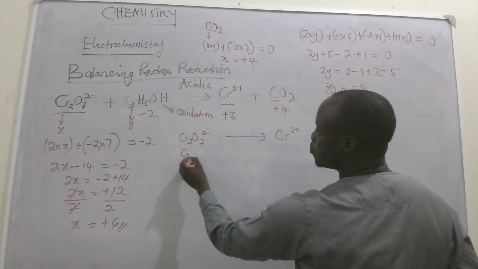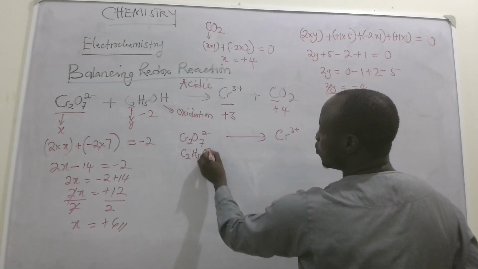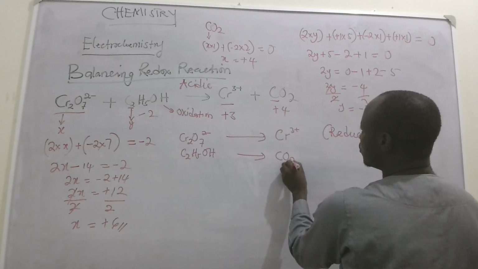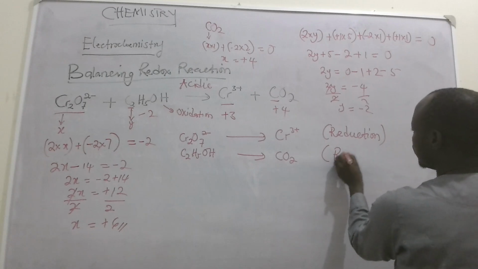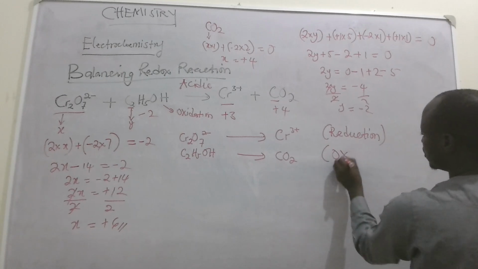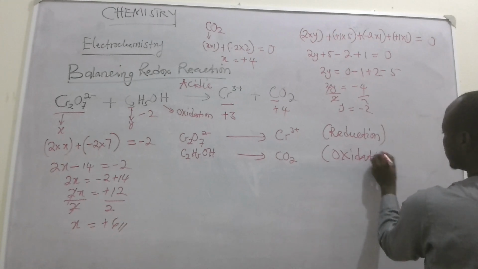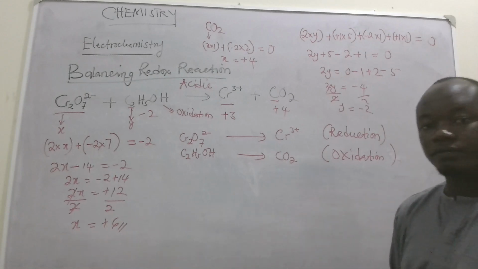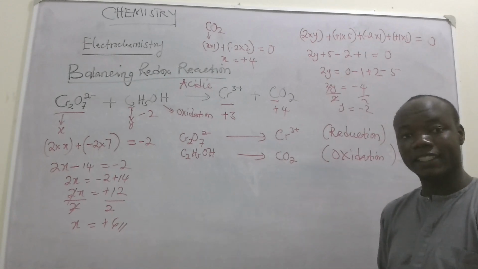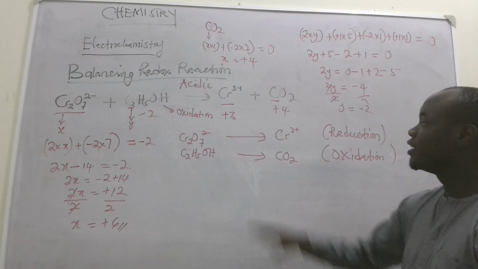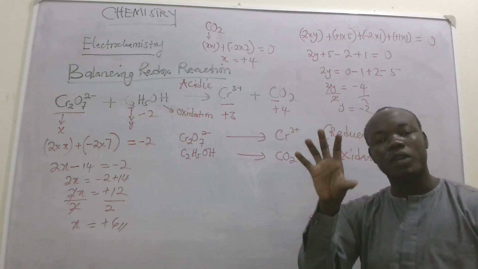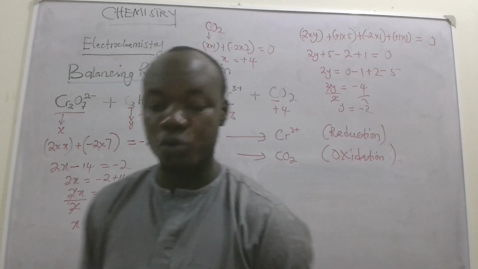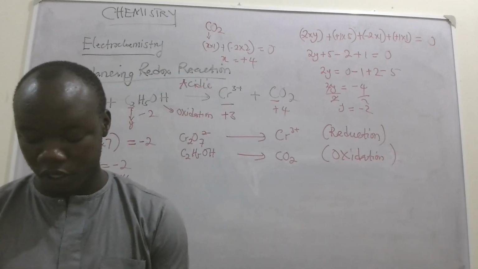So we now have C2H5OH, which is going to give us CO2. So this is the reduction, and this is the oxidation half equation. Now, what is the next thing that we are going to do in balancing this chemical equation? You see, we are now able to demonstrate which one is the oxidation half equation and which one is the reduction half equation.